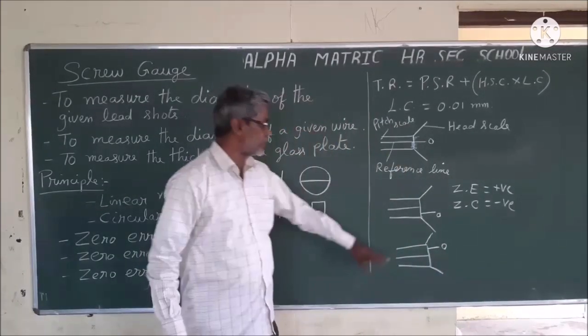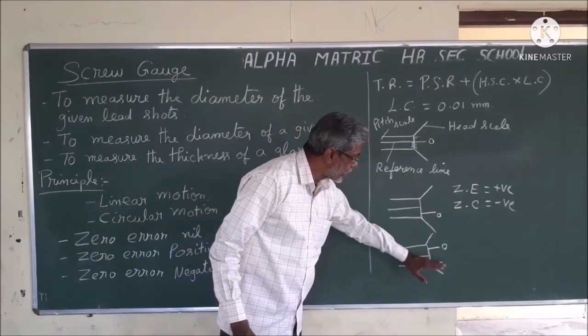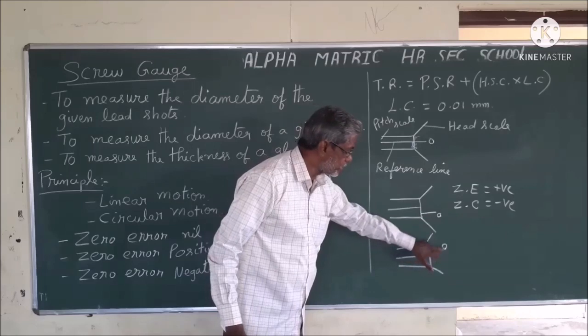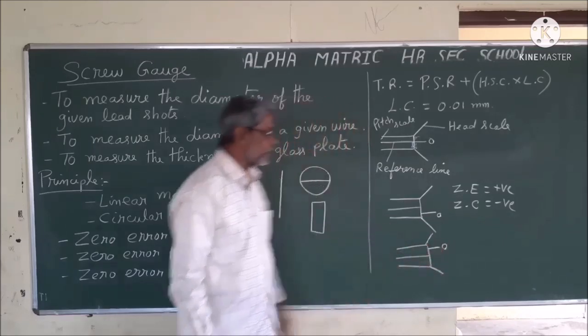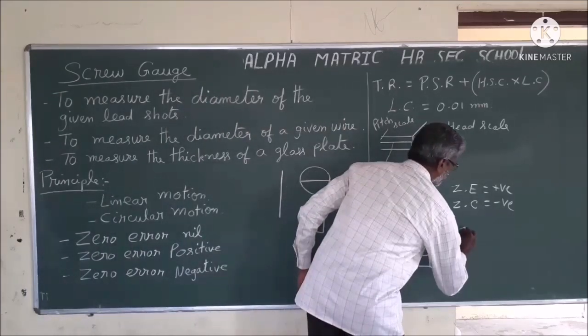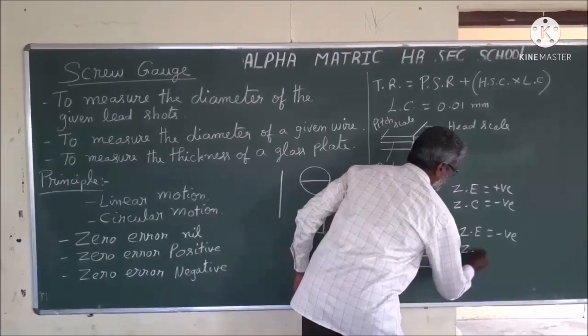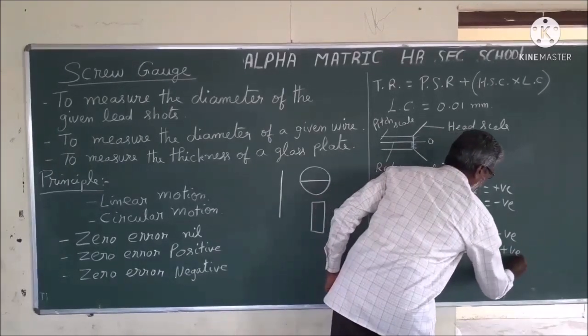Now, in this, the zero of the head scale is above the reference line, then I can call zero error is negative. So zero error is negative and zero correction is positive.